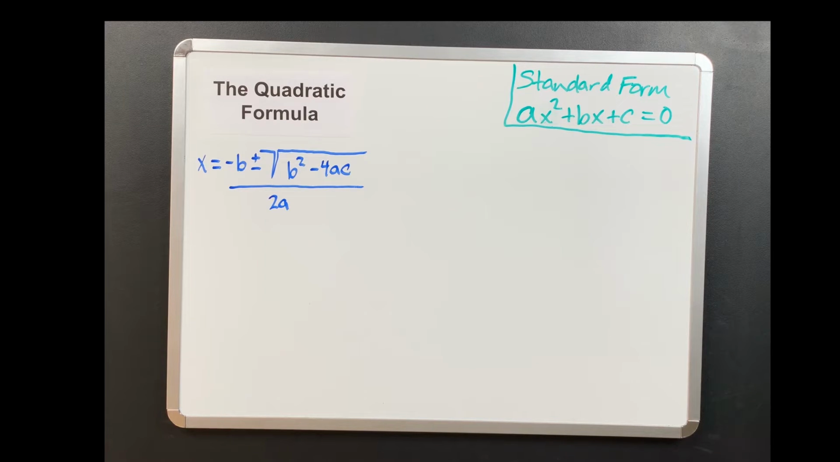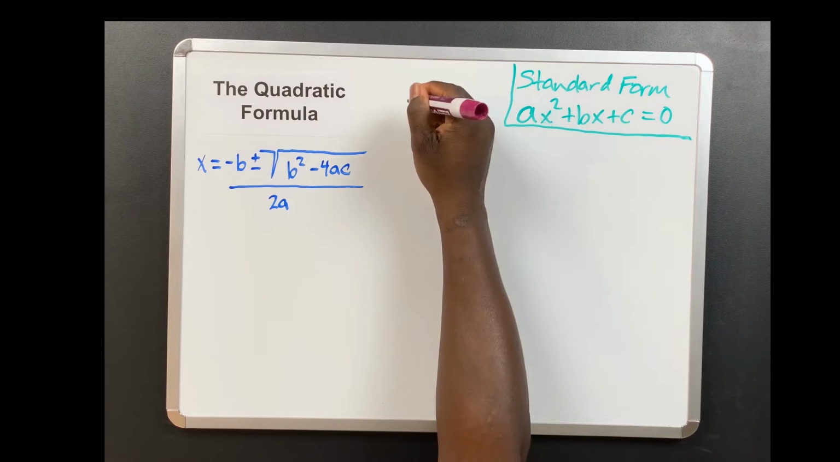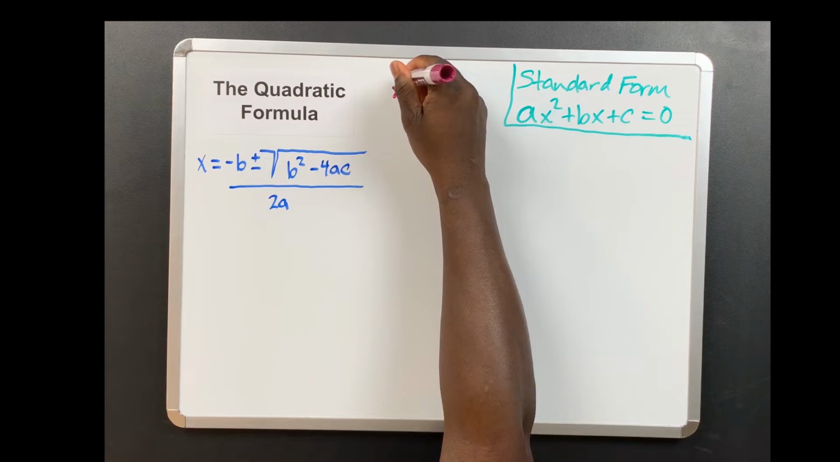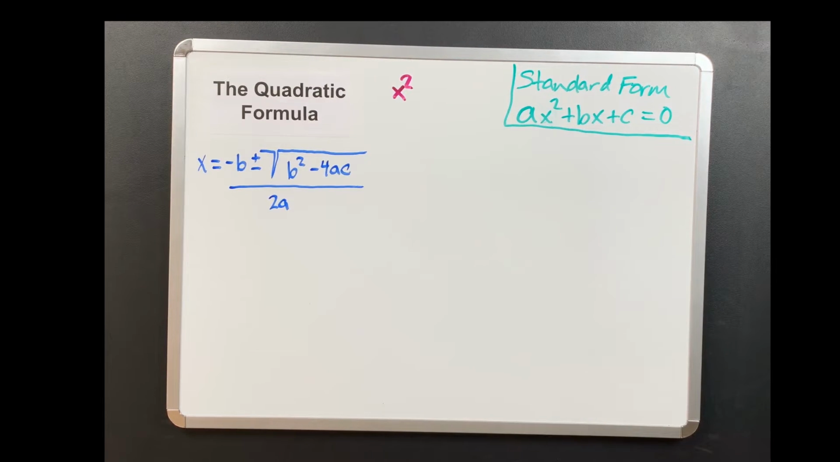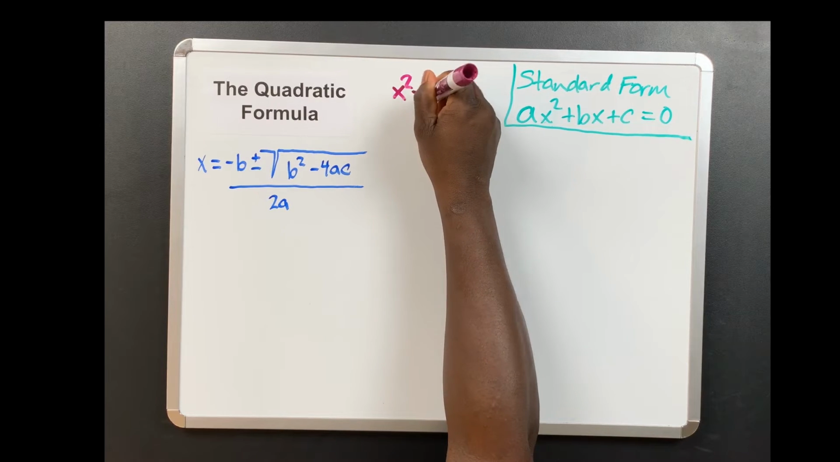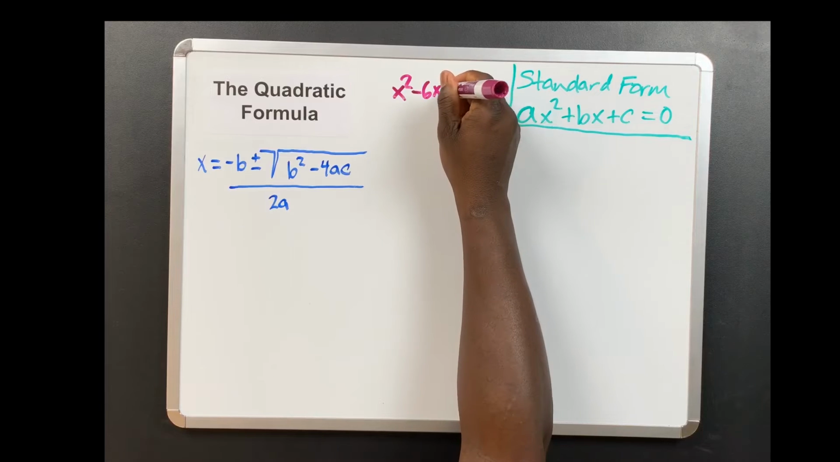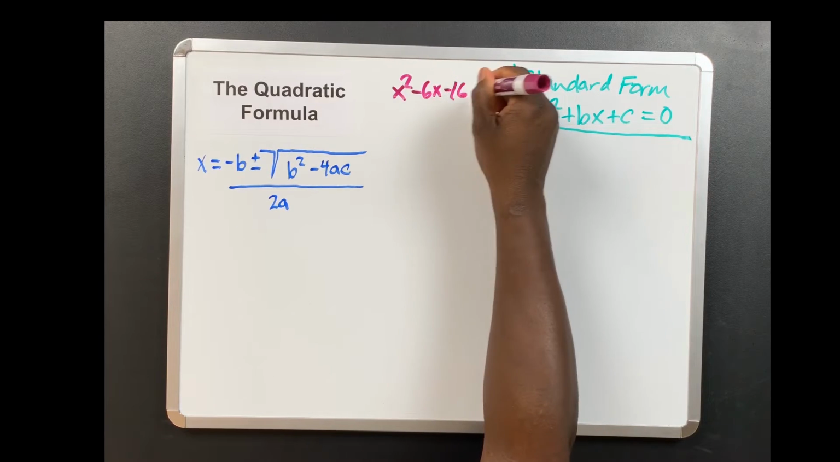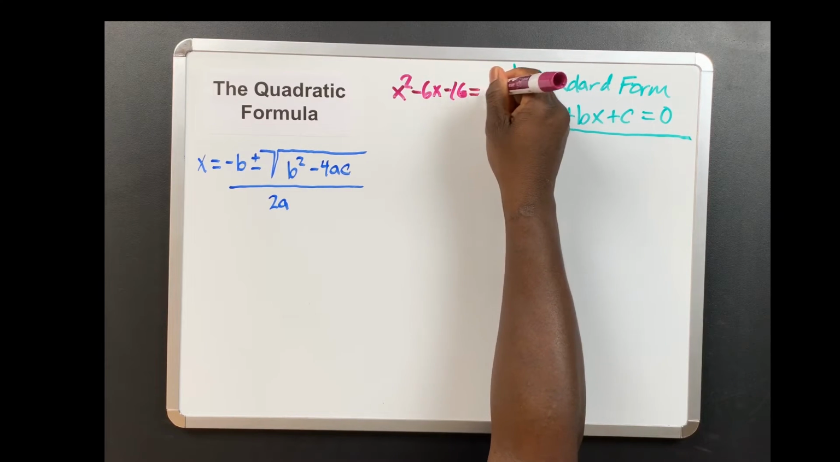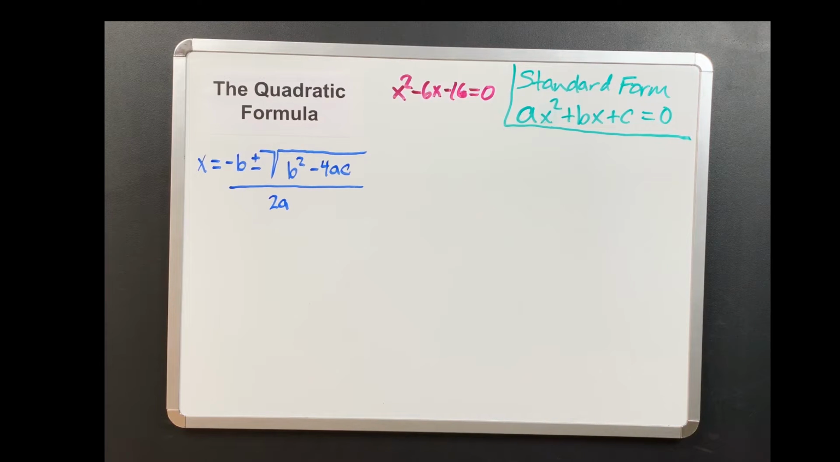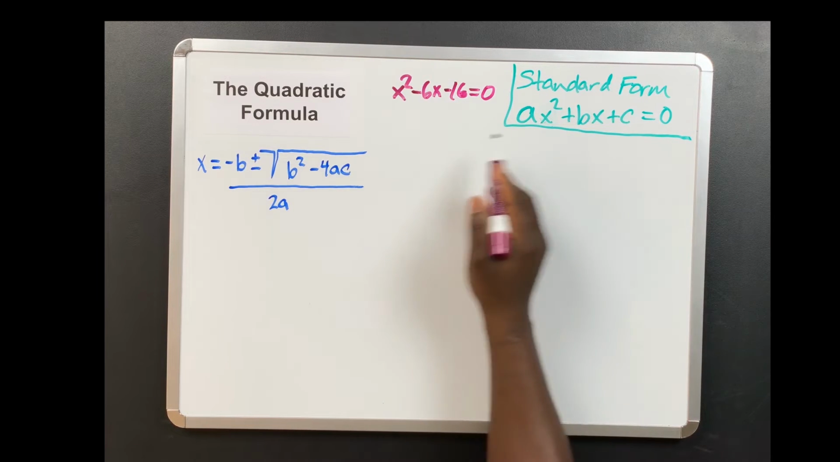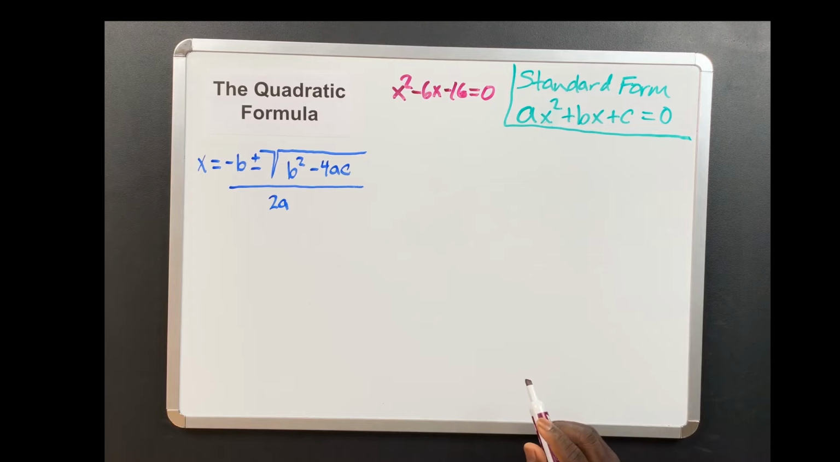So we're going to start with our quadratic equation, which is x squared minus 6 times x minus 16, set equal to 0. Now we're going to see why standard form matters.